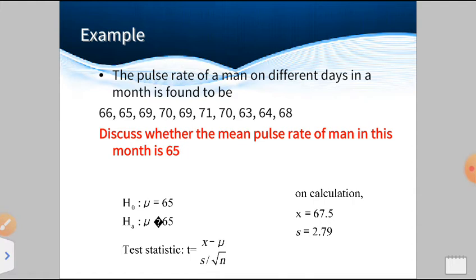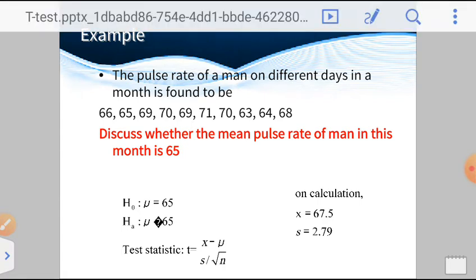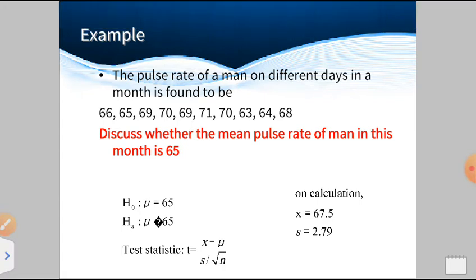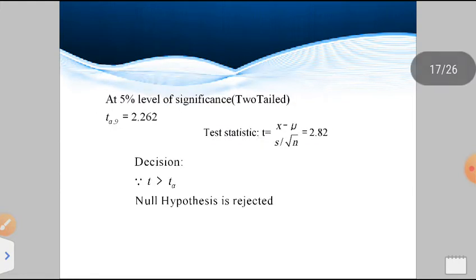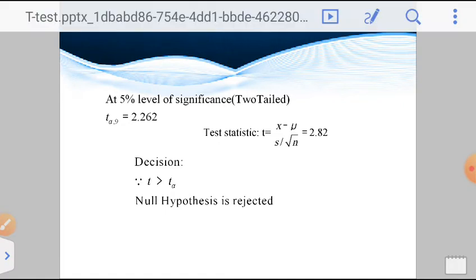Here is what is given. Mu is given to us as 65. We have to do the calculation. Here you can see x bar is coming as 67.5, and the standard deviation is coming as 2.79. Then we have to calculate the value of t, and it's coming as 2.82. So actually we have to practice this calculation in Excel. So let's go back there.